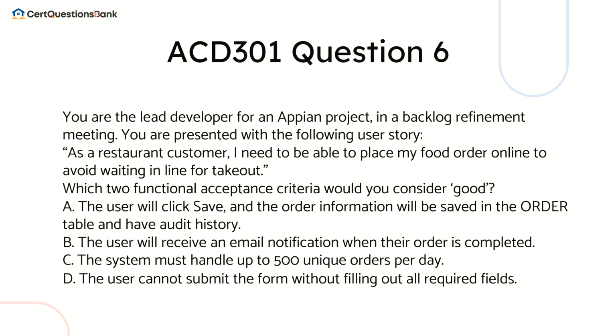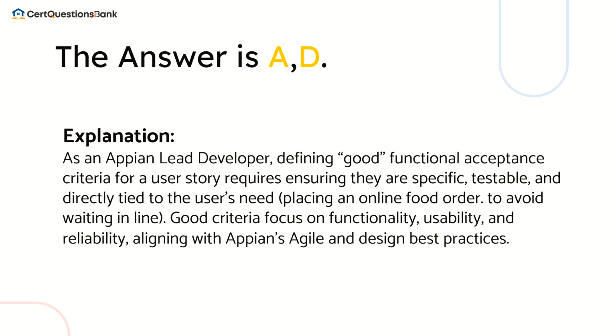A. The user will click Save, and the order information will be saved in the order table and have audit history. B. The user will receive an email notification when their order is completed. C. The system must handle up to 500 unique orders per day. D. The user cannot submit the form without filling out all required fields. The answer is AD.